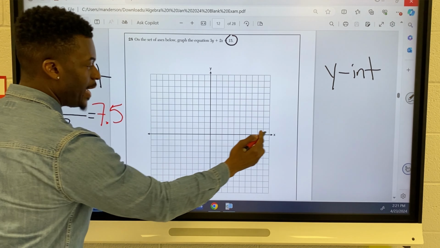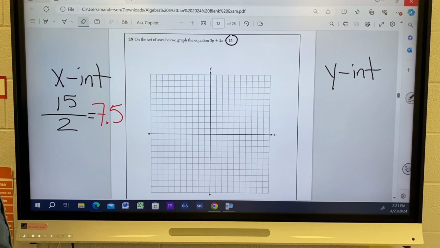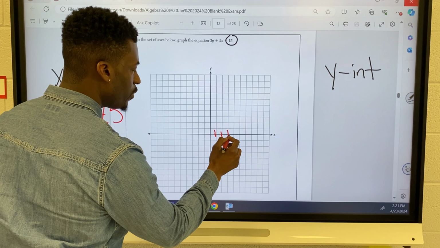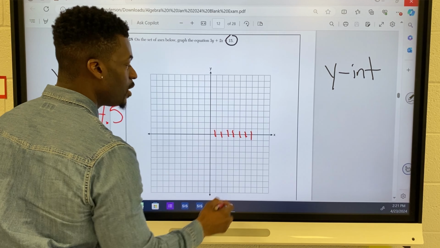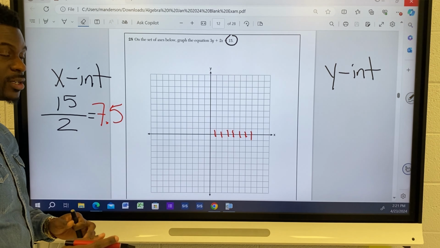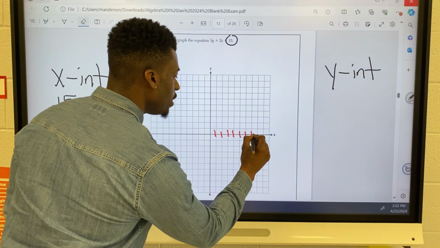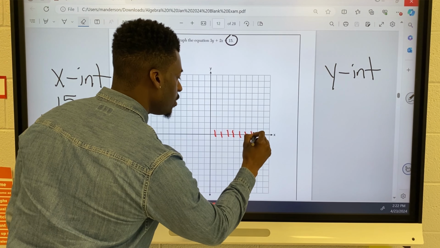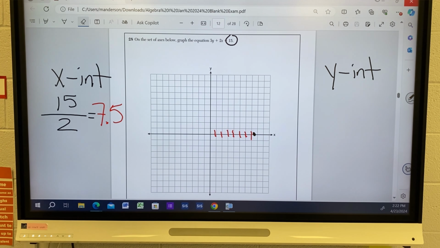Now I'm going to go along the x-axis and find 7.5. 1, 2, 3, 4, 5, 6, 7. You don't have to make those lines. This is just what I'm doing so you can see. 7.5 would be right in the middle, between 7 and 8. So far, so good?